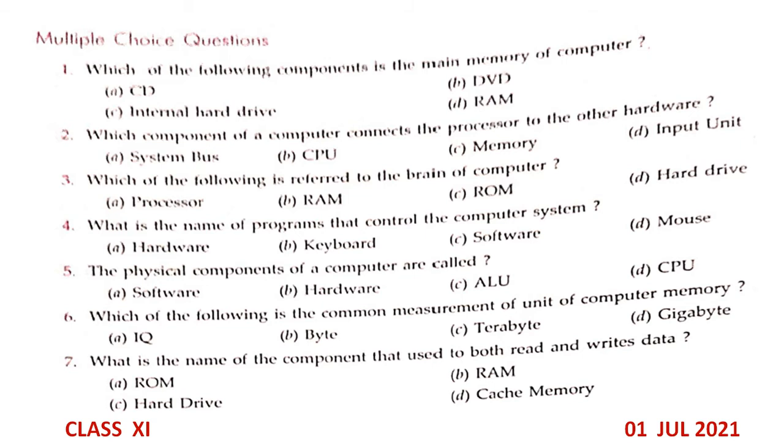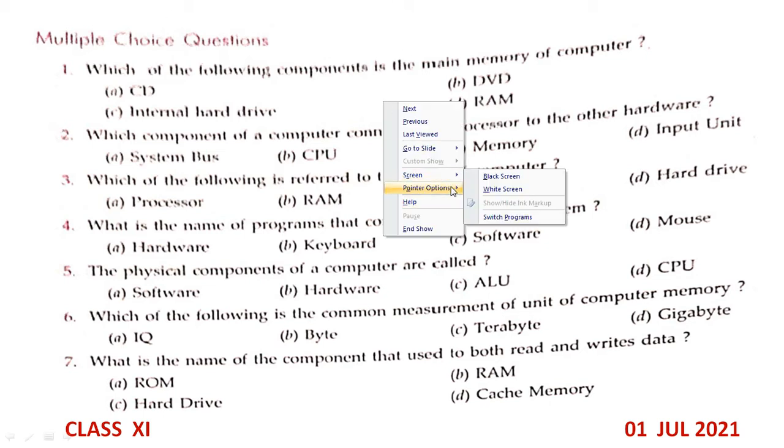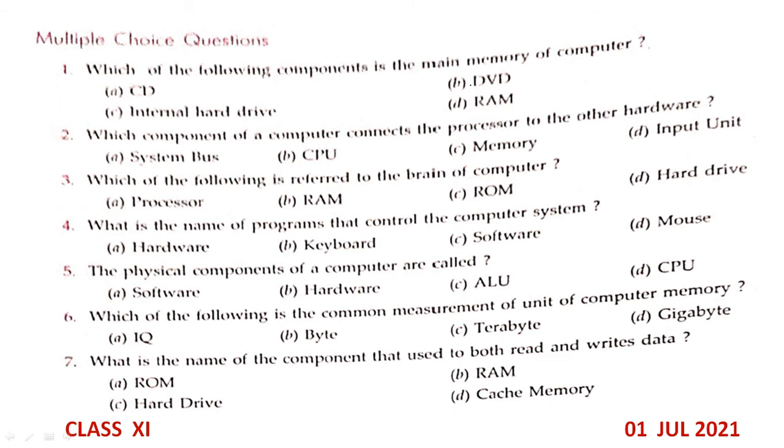Question number 1, which of the following components is the main memory of a computer? As you know, the memory required for a computer is divided into two categories: main memory, that is primary memory, and auxiliary memory, that is secondary memory. Now CD, compact disc, DVD, digital video disc, and hard drive, internal hard drive, are all examples of not main memory. The example of a main memory is RAM. So let me highlight it. Okay, the answer is RAM.